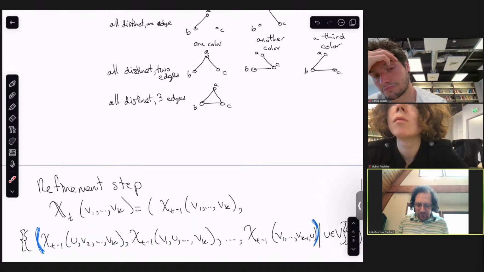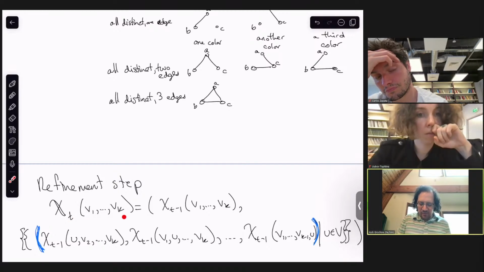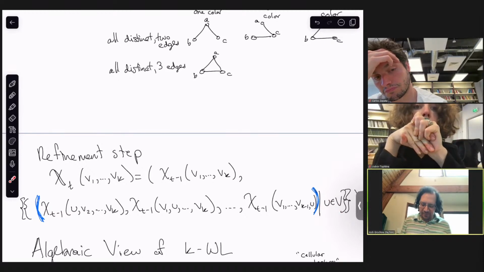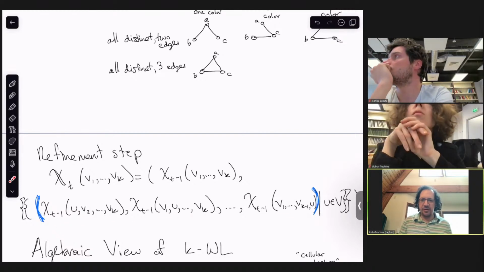All right. And then the refinement step is sort of similar to what happened before. So the new coloring at time t of a k-tuple is its old color, a pair consisting of its old color and a multiset. But now what that multiset is: I'm going to look over all vertices u in my graph, and I'm going to use that vertex u and replace each element of my k-tuple one at a time. So this is now a multiset of k-tuples of previous colors.